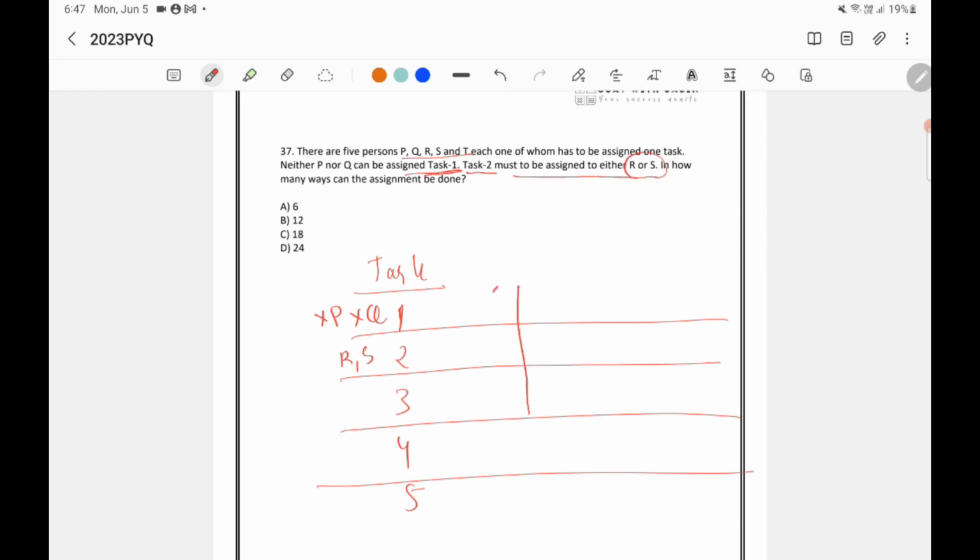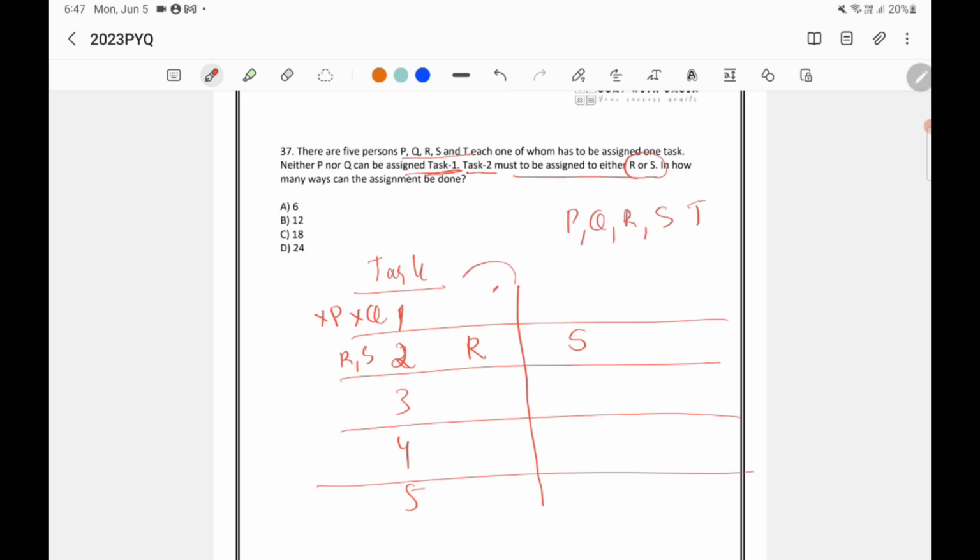So let us take 2 possibilities here. Task 2 being assigned to R and task 2 being assigned to S, because task 2 can be assigned to either R or S. So there are 2 possibilities. One is assigning task 2 to R and the other is assigning task 2 to S. Okay, now we have total P, Q, R, S and T.